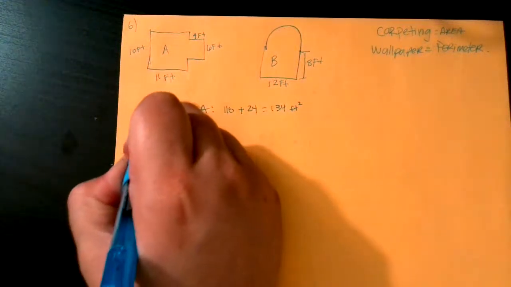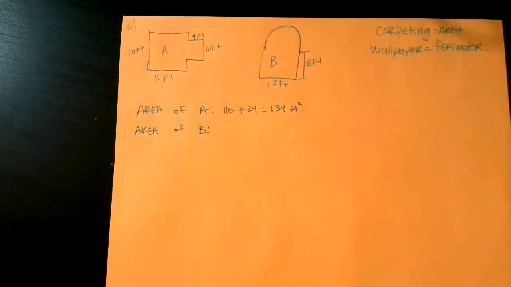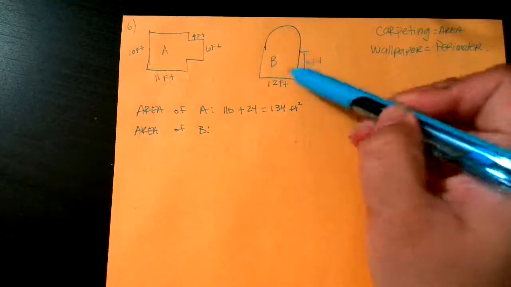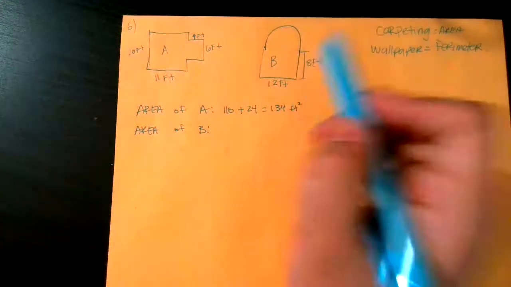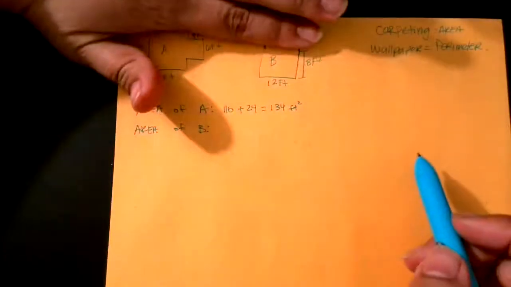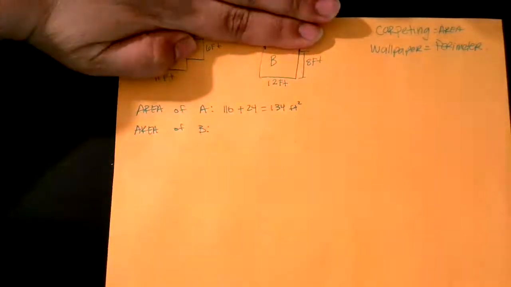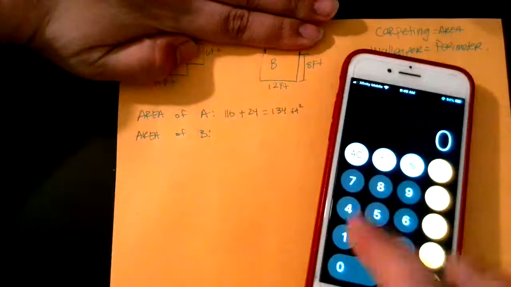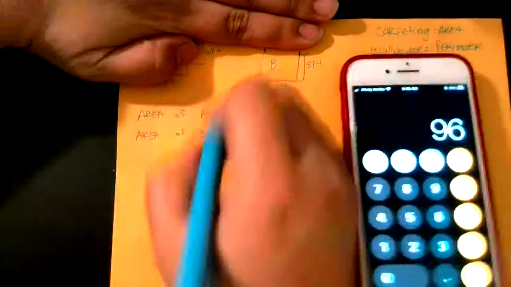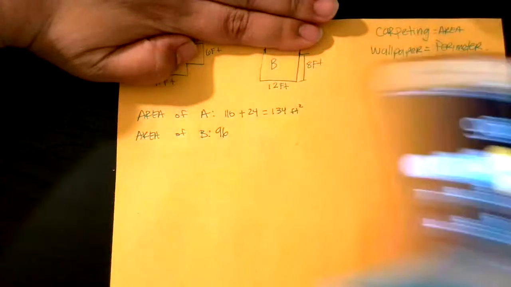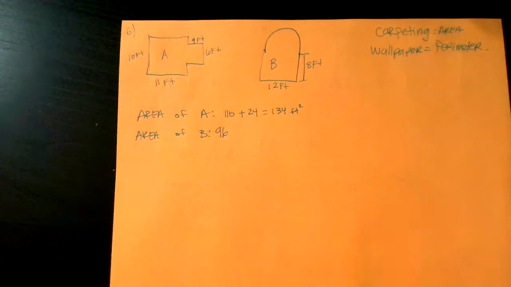And then let's find the area of room B. So room B is a square and a half circle, a semicircle. So the square part, if I just put my finger over that part, 12 times 8 is, let's see, 12 times 8 is 96. And then we have to find the area of half of the circle. And that's probably where many of you got a little stuck.